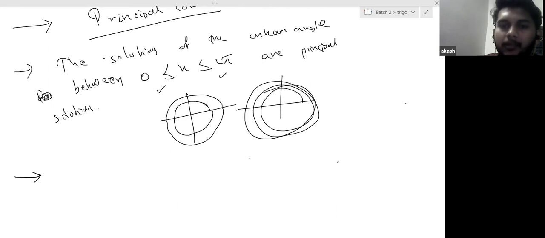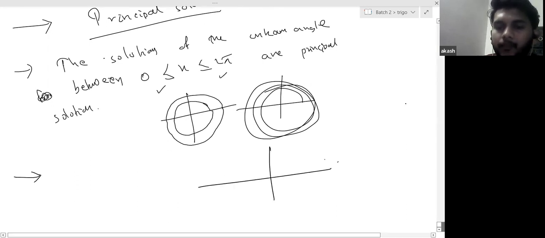So how to find principal solutions of questions? Just remember two things. This is 0, this is pi, this is 2 pi. Listen to this very carefully. If it's in the first quadrant, then you already know the answer. Suppose in the first quadrant, the answer is theta.